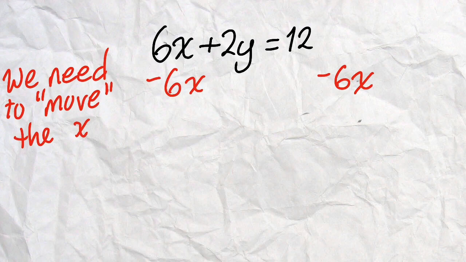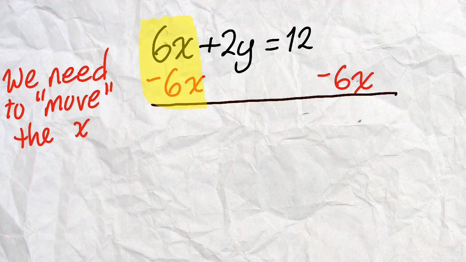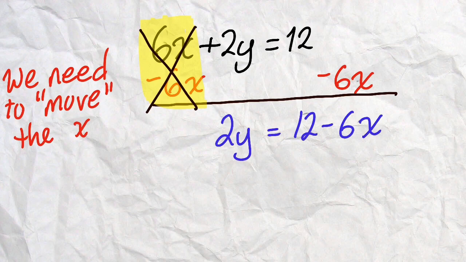Notice how I wrote it far off to the side. That's for a good reason. I don't want to actually subtract that. On one side, 6x and negative 6x should wind up canceling each other out. Just like that. Now, 12 minus 6x is only 12 minus 6x. Can't actually be combined because they're not like terms. So I bring down the y, the equal sign, and just the 12 minus 6x.